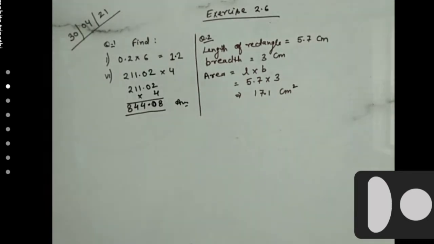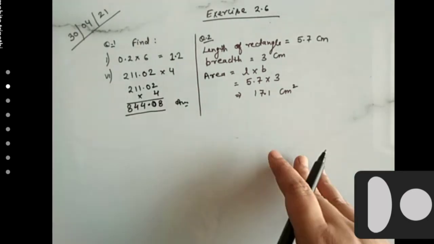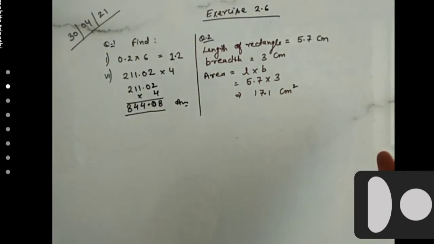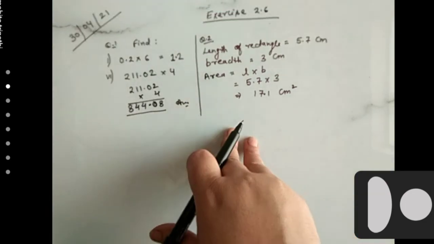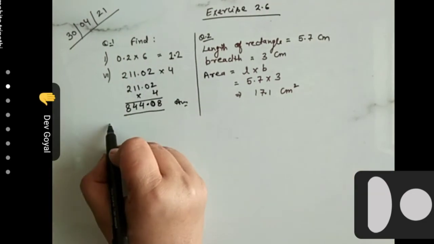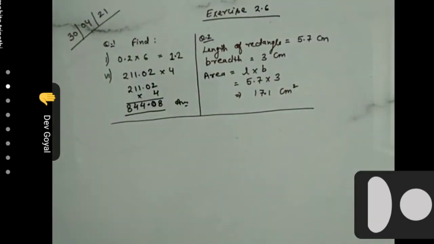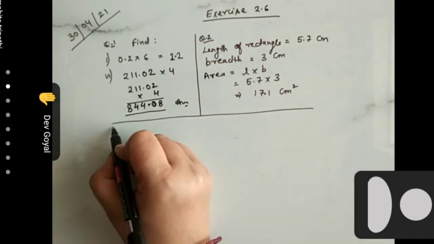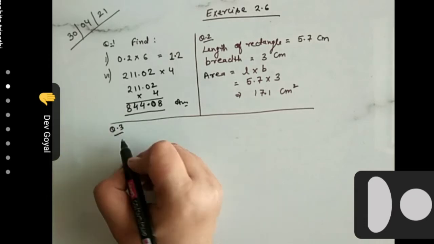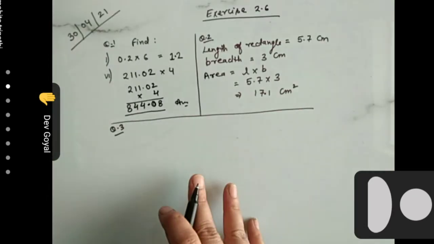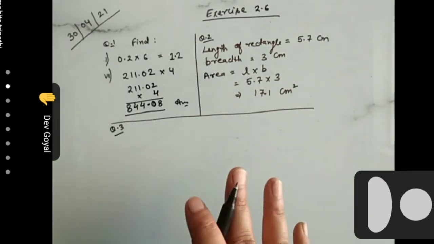So the calculation is as easy as we do in multiplication. What is the difference? Putting the decimal sign, how to put the decimal sign. Okay. Now see question number 3. It is also quite easy. Okay, it is an easier one.